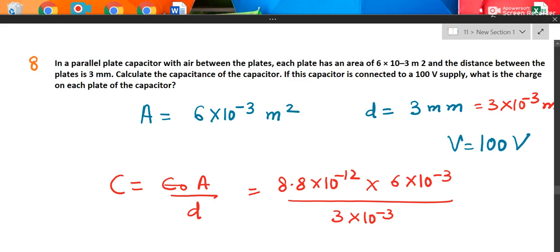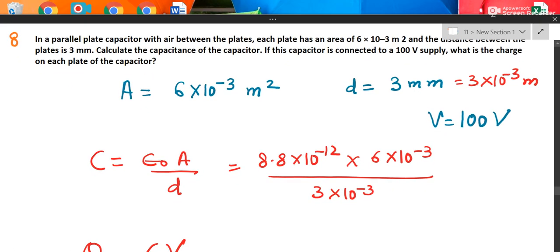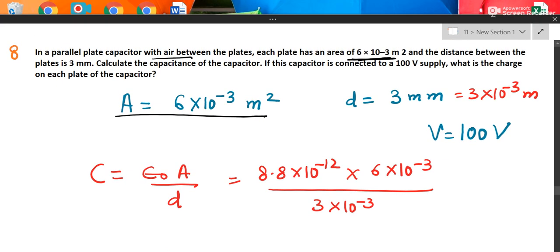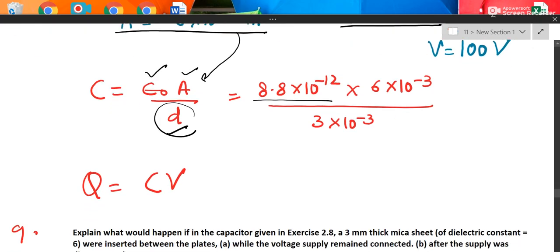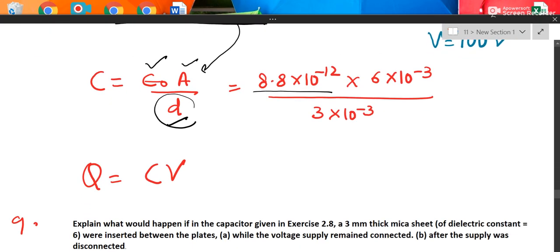Now question number 8. In a parallel plate capacitor with air between the plates, each plate has this much area. So I have noted down the area, you can see. And the distance between the plates is 3 mm. That also I have noted down. 3 mm I have converted into meters. What is the capacitance? The capacitance is epsilon naught A by D. A is given, D is given, epsilon naught you should know. So you can report the capacitance in farad.